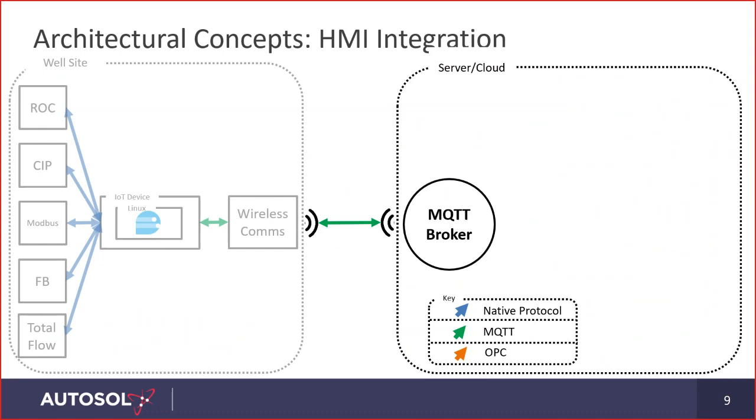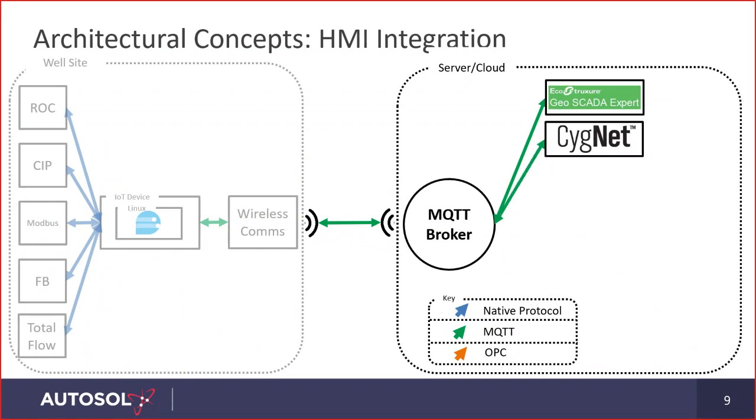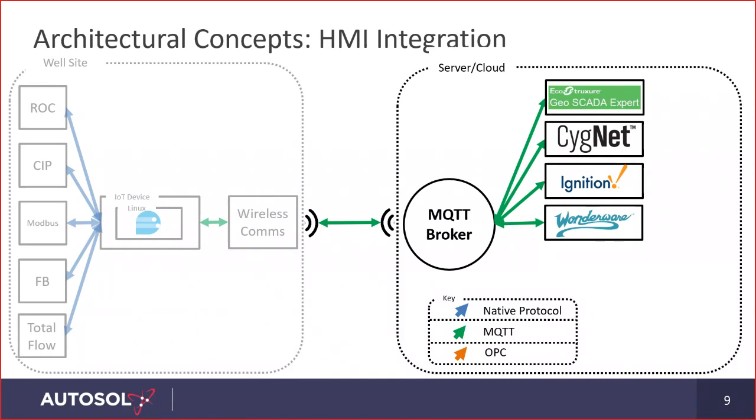Now, eACM also integrates out of the box with HMIs that are likely already being used by you. For example, the latest release of GeoSCADA can now take MQTT data. Signet can also take MQTT data from Edge ACM, as well as, of course, Ignition. Wonderware can also take MQTT data. So eACM can be dropped into your existing system and allow you to reap the benefits of the software without forcing you to redo any of your existing telemetry or re-engineer your HMI.